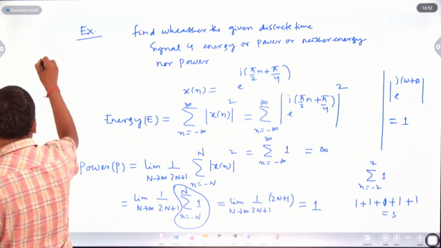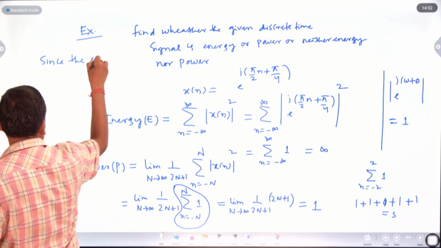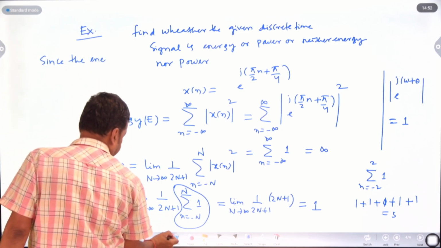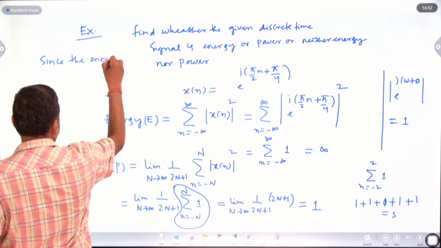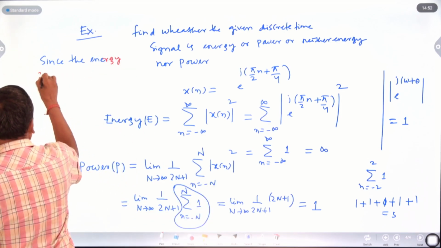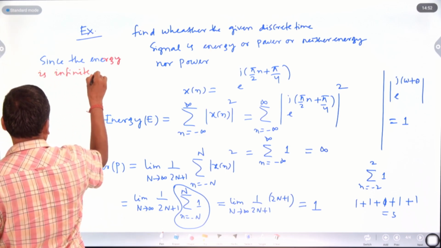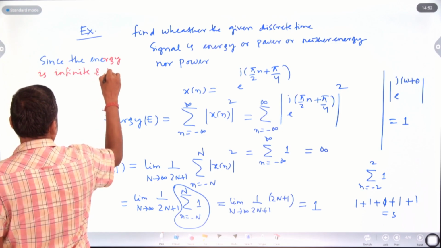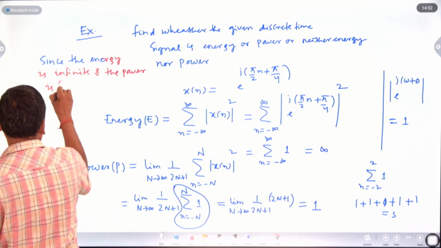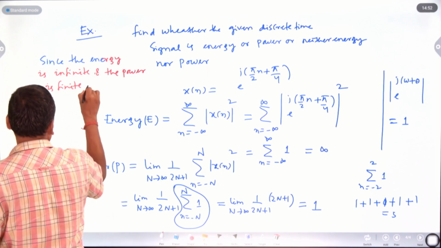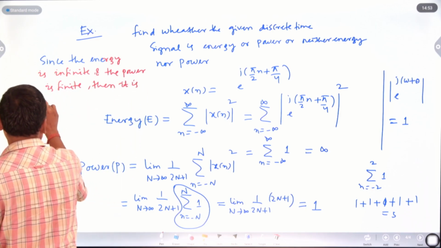So from this conclusion, since the energy is infinite and the power is finite, then it is a power signal.